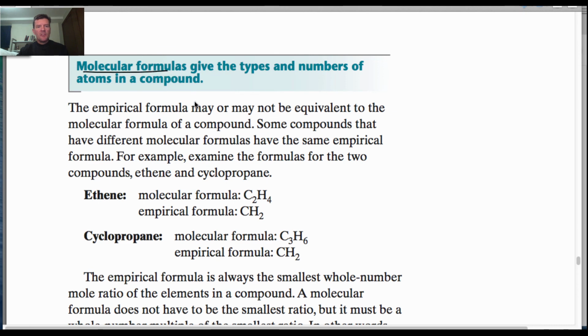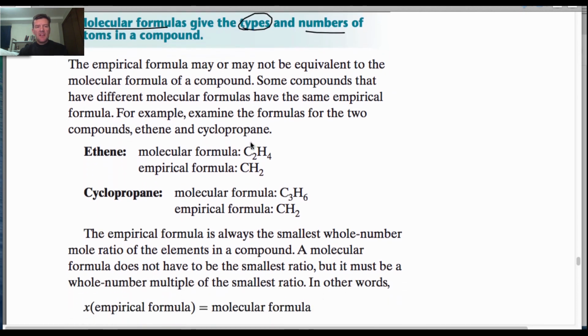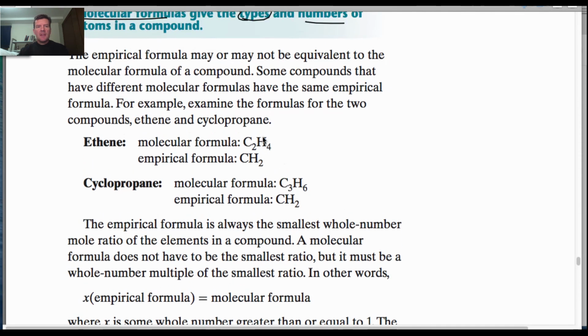Molecular formulas. We've already talked about molecular formulas. It gives the types and numbers of the atoms in the compound. Now, this is ethylene, okay? And the formula of ethylene is C2H4. This is the molecular formula, but if I reduce that to the smallest whole numbers, the empirical formula is a 1 to 2 ratio, so CH2, okay?